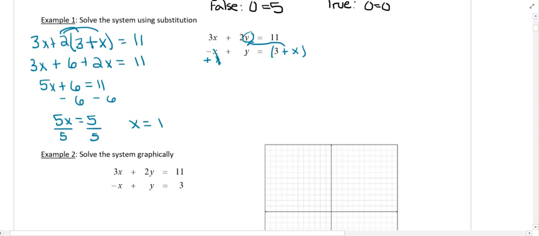So I'm going to go back to this equation here, y equals 3 plus x, and I'm just going to plug my x value in here. So 3 plus 1 is going to give me 4. So I have x equals 1 and y equals 4, and we're going to write the solution as an ordered pair. So 1, 4.